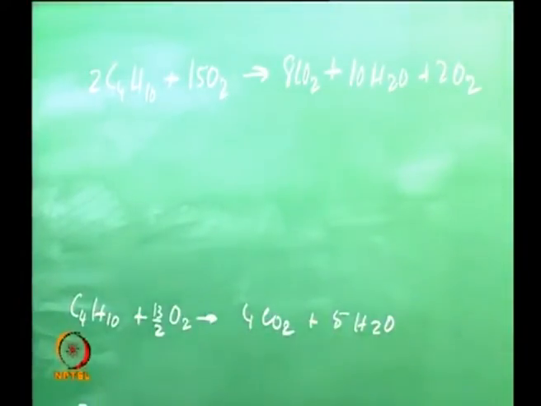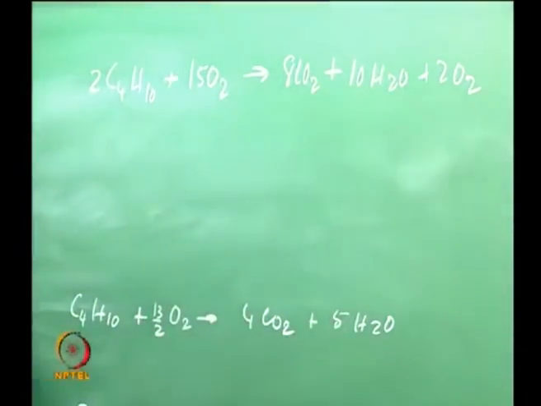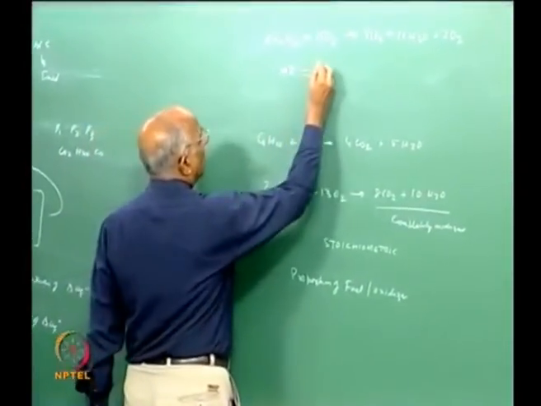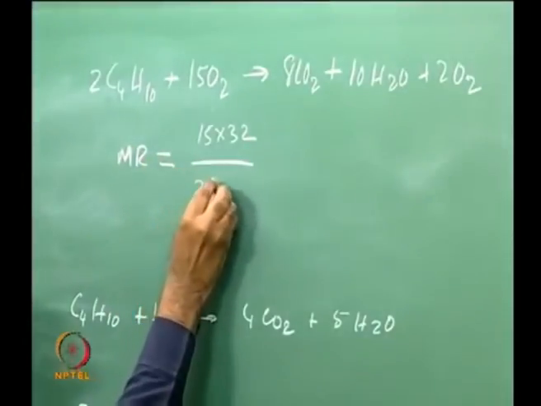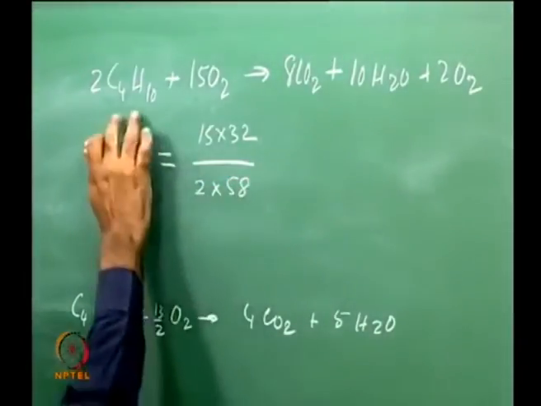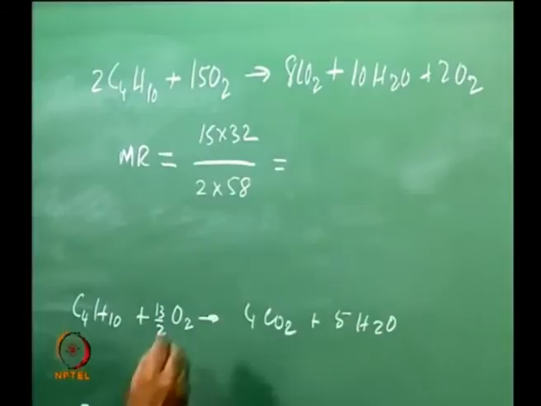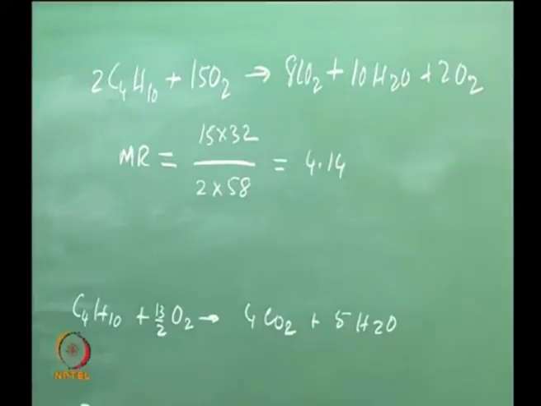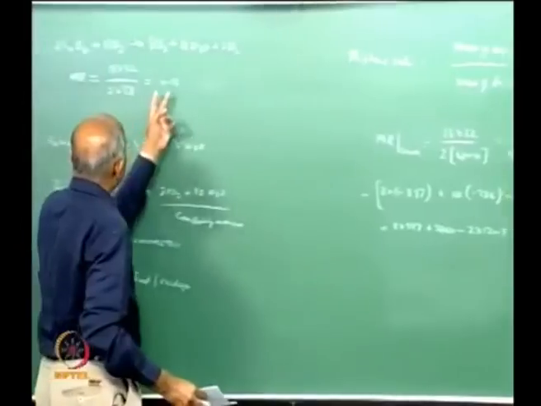The oxygen first oxidizes the carbon and the hydrogen to form carbon dioxide and water, and this is what I get. What is the mixture ratio for this reaction? It is equal to 15 into 32, mass of oxidizer, over mass of fuel, 2 into 58. We just now said it is 48 plus 10, 58, and this gives me a value of something like 4.14. That means the mixture ratio has gone up from 3.6 to a value of 4.14.